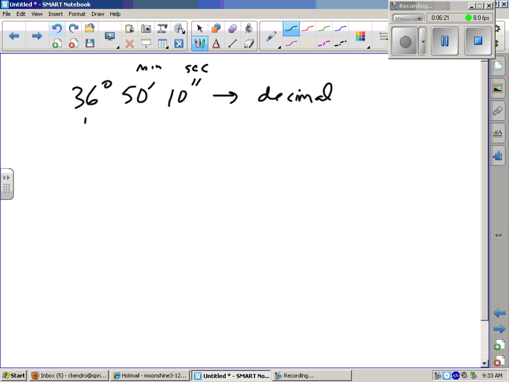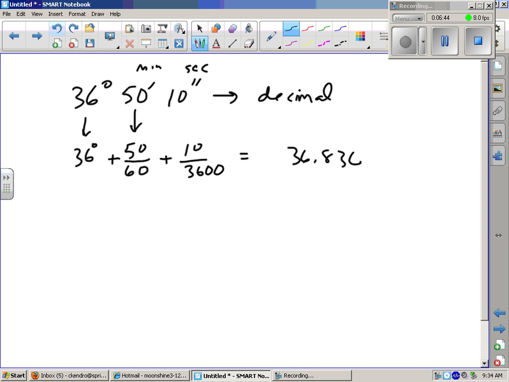And the way you do that is the 36 just stays the way it is. Because you need 60 minutes, we have 50 out of 60 of them. And you have 10 out of 3600 of a degree. So we're going to change all those into decimals, add them up, and you get 36.836 degrees. So you're just dividing by 60, then dividing by 3600 to get them.